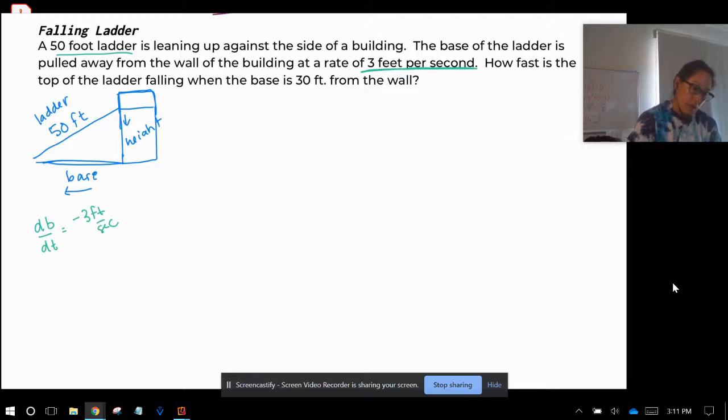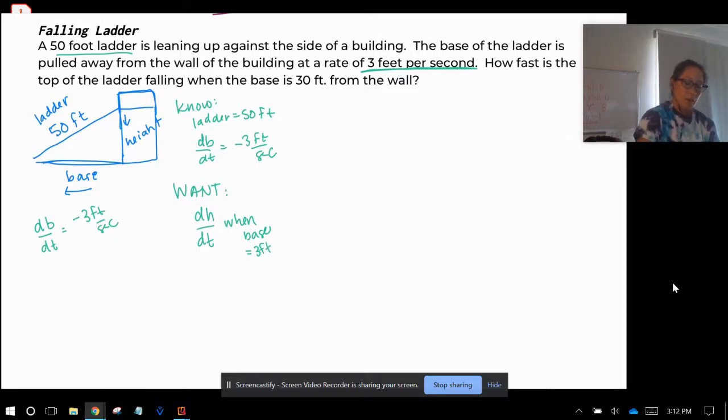Okay, up next, I know that the ladder is 50. That's a constant for real. And dB/dt is equal to -3 feet per second. I want dH/dt, how fast is the ladder falling, when the base is equal to 30 feet.